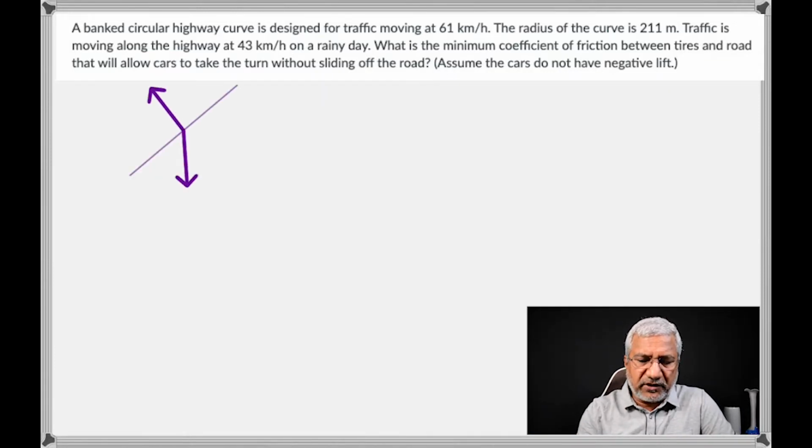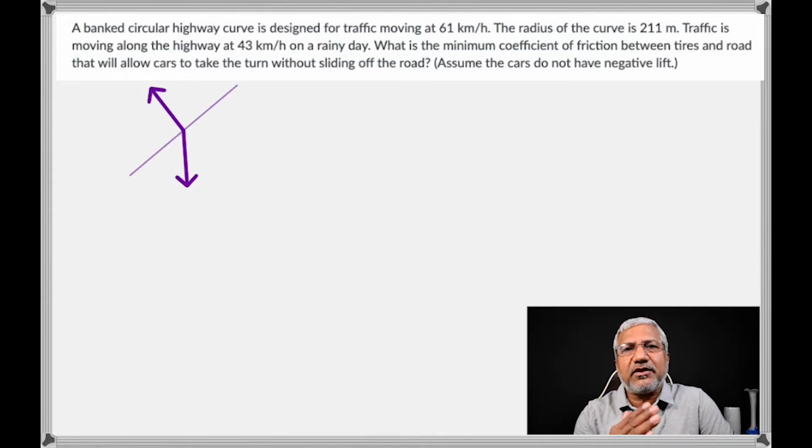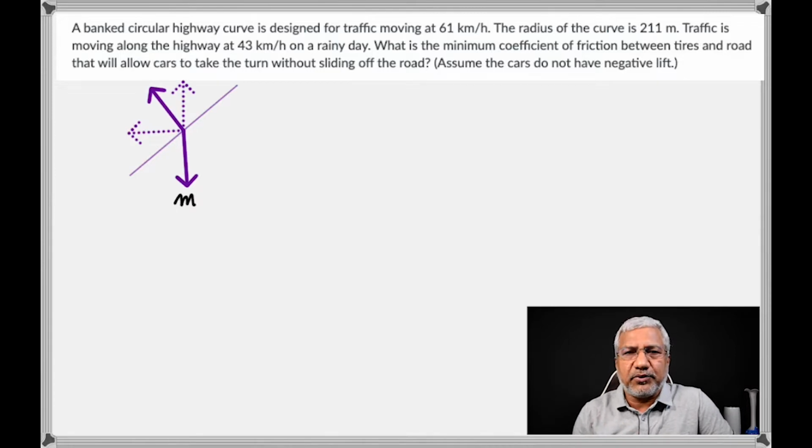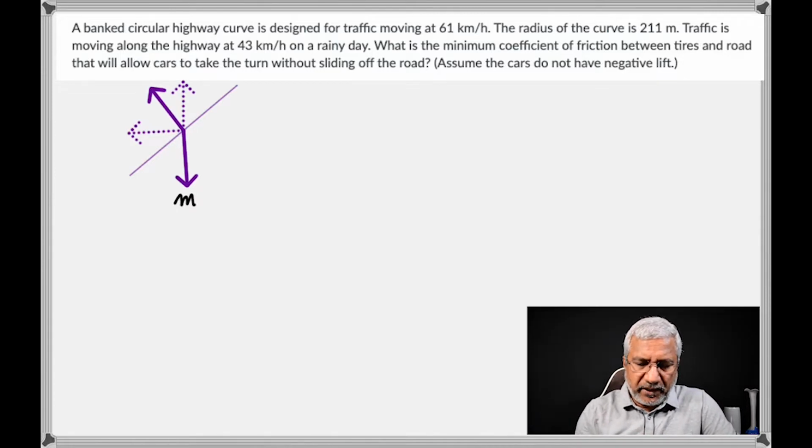So here is the free body diagram. The vertical arrow shows the weight of the car, mg, and the arrow that's perpendicular to the road is, of course, the normal reaction. And the normal reaction is broken up into its components, or resolved into its components, because we've got to get the x and the y components, right? So that's why the weight is mg.